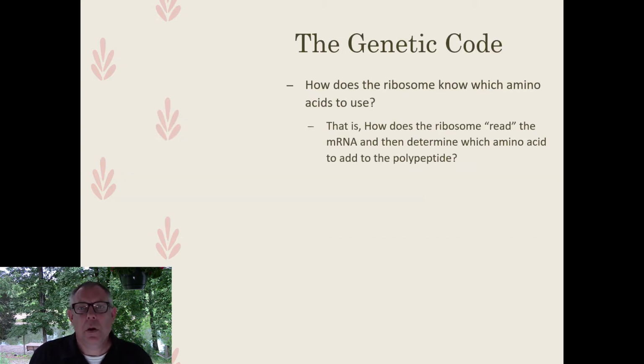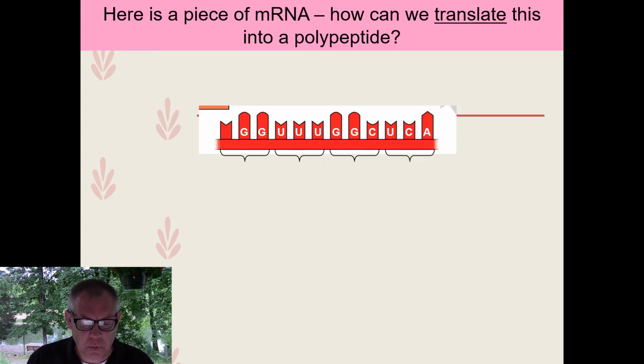Okay, so let's get to a little bit more detail about this. As that ribosome reads the mRNA, it tells it which amino acid to bring in next. Well, how? How does the ribosome know which amino acid to use? How is it able to take what's on that RNA and turn that information, translate that information into an amino acid? So how can we translate this piece of mRNA?